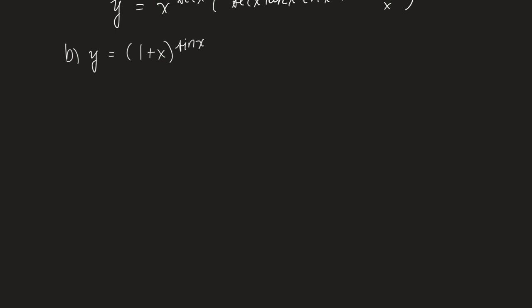Next, let's work out this one. Again, remember that this one doesn't fall into either of those two categories that I listed at the beginning of the video. So I need to use logarithmic differentiation. So I'm going to rewrite this. Ln y is ln of 1 plus x to the sine of x. And now I can use the log rule, which brings the exponent down.